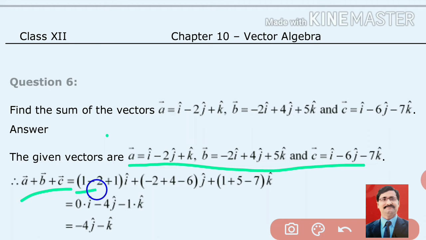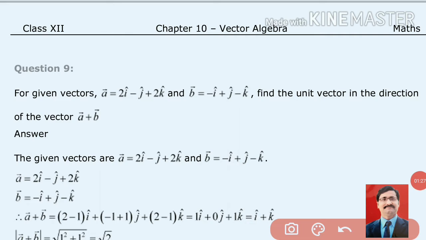If you add the i coefficients you will get this, the j coefficients you add, and the k coefficients you add. Solving this, 1 minus 2 plus 1, you will get 0i. So the final result is minus 4j and minus k. You understand this is very simple.